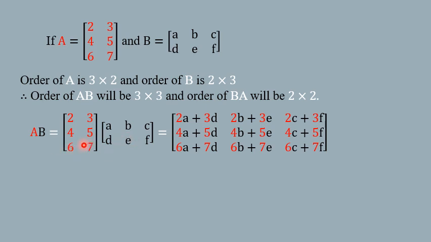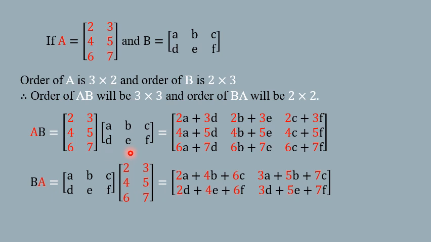So 6 into b, 6b, plus 7 into e, 7e. So here the answer is 6b plus 7e. Similarly, if we take this element placed on third row third column, so we take the third row of the prefactor, that is 6 7, and the third column of the post factor, that is c and f. This third row contains two elements and this third column contains two elements. So just find the sum of products. So the answer is 6c plus 7f.